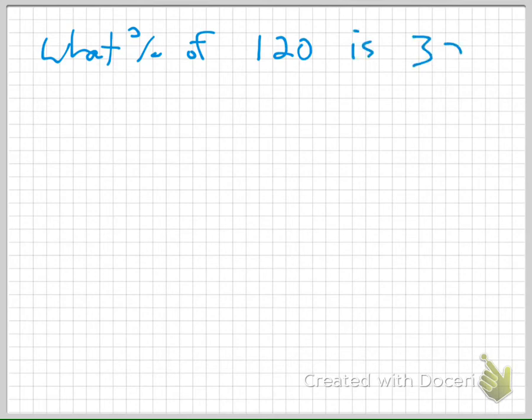You guys do one now. What percent of 120 is 30?